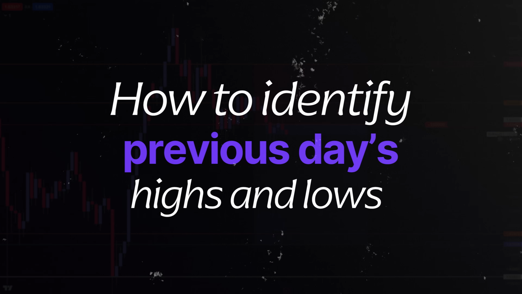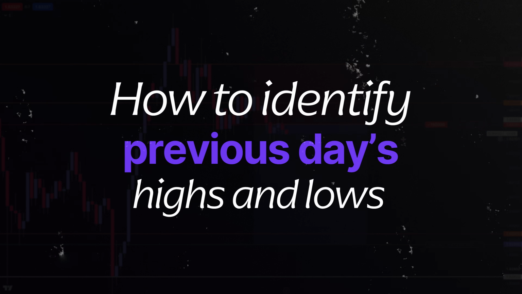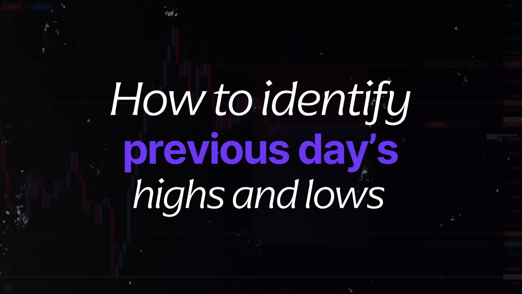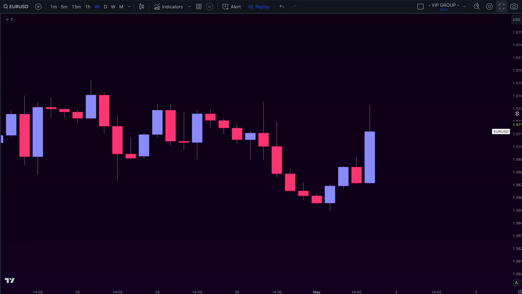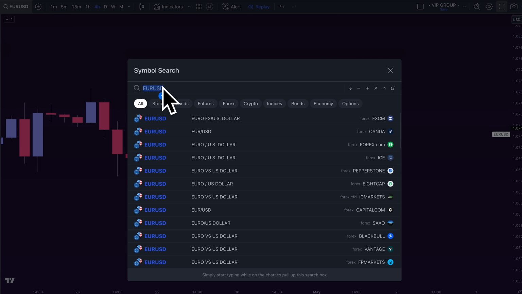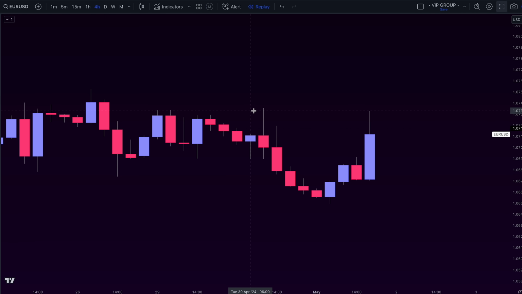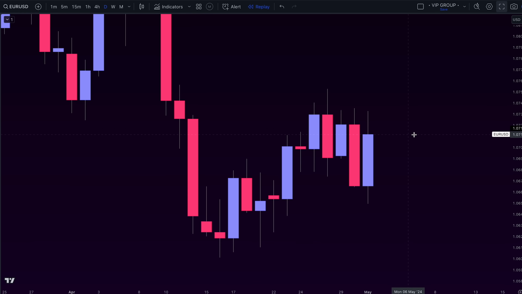So let's break down the process of identifying these levels on a daily chart, as trust me, this will make way more sense once you see it in action. First of all, open your trading platform. For this, I will use TradingView, but you can use any other trading platform like MetaTrader or any other charting tool you prefer. Next, select the currency pair you want to analyze. For example, let's take Euro-US dollar, which is the most traded currency pair, and then switch to the daily time frame to clearly view each day's price action.